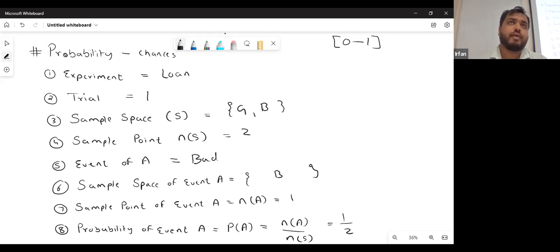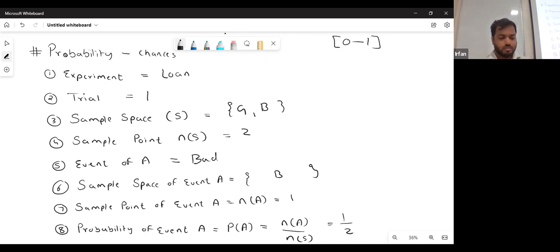So can I say everywhere an experiment is happening? Trial is there. Experiment is what we do. Trial is how many times we do it. Sample space means all the possible outcomes. Sample point means how many outcomes we have. Event A means what I want to find, and then the chances. Clear? Same points you have written, guys.